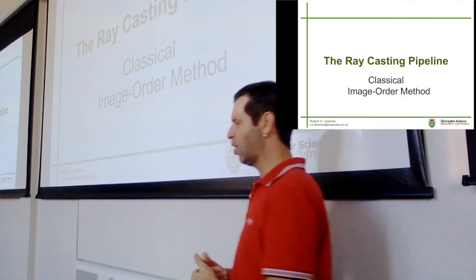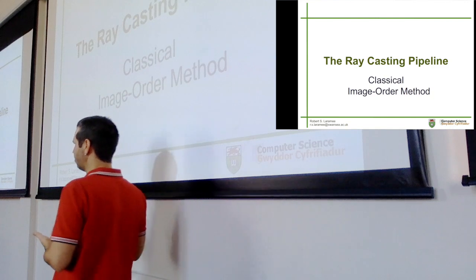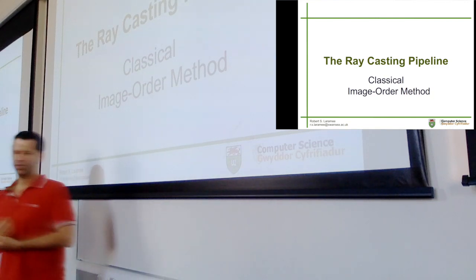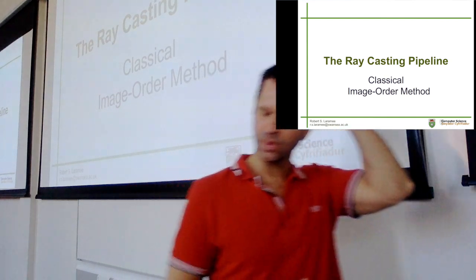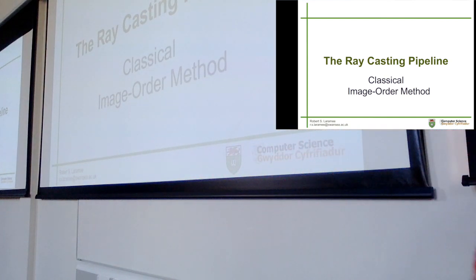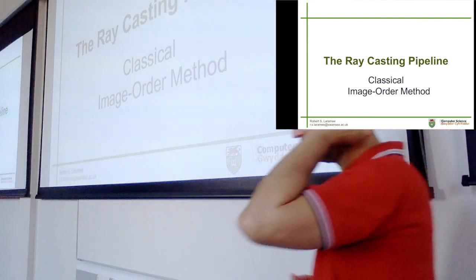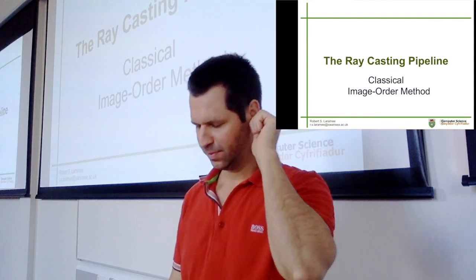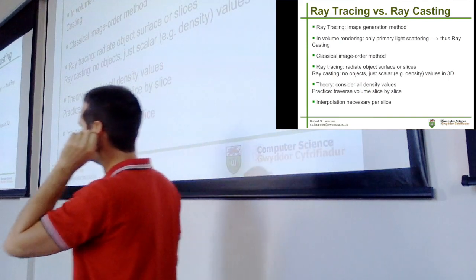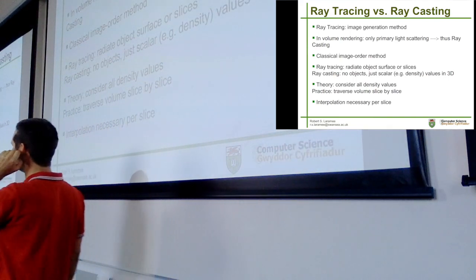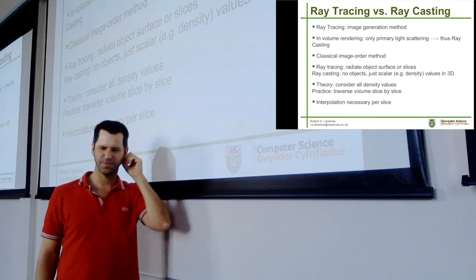And all that terminology builds up to the next algorithm, which is the Ray Casting Pipeline. And this is an image order method as opposed to an object order method. If anybody has any question, by the way, feel free to interrupt or raise your hand.